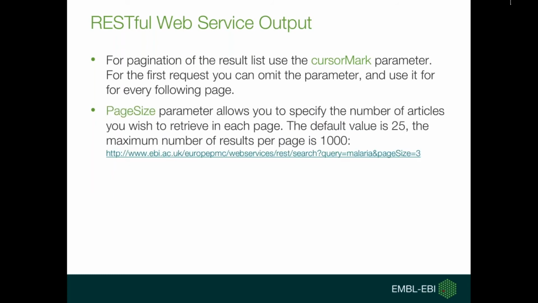With this, it is important to keep in mind that there is another parameter that specifies the number of articles retrieved for every page. It is the page size parameter. The default value is 25. If you wish to go for more, you should remember that the maximum number of results per page is 1000.